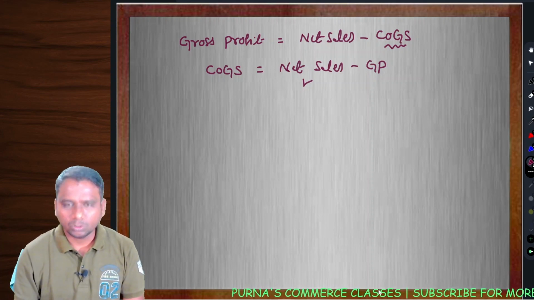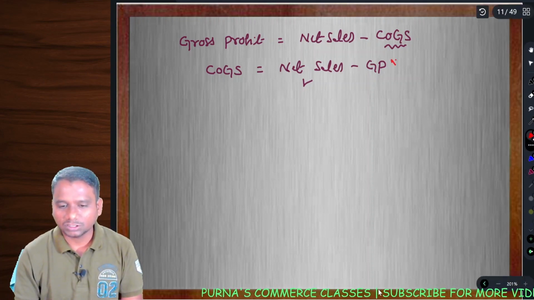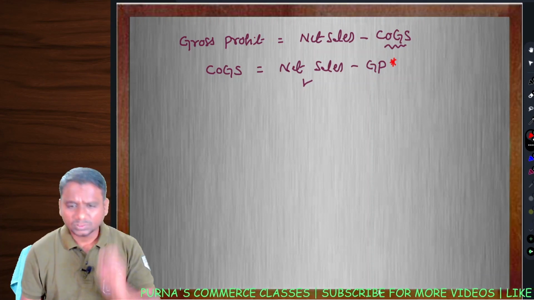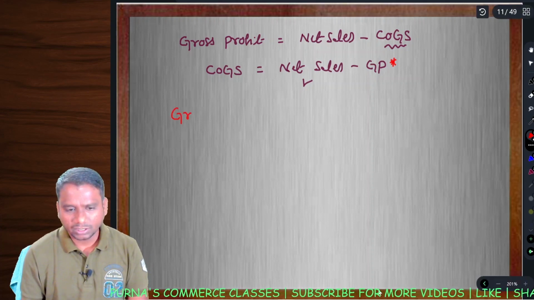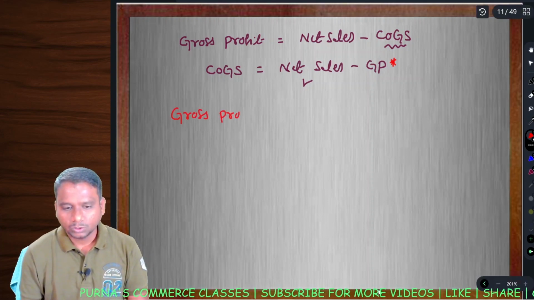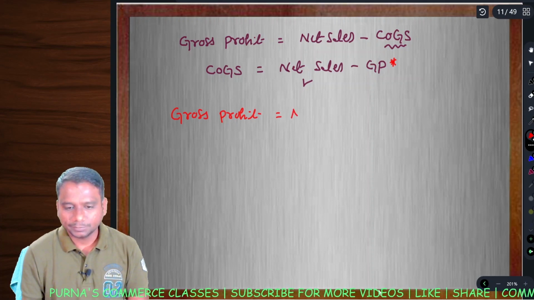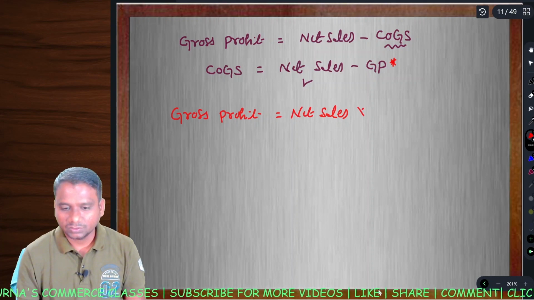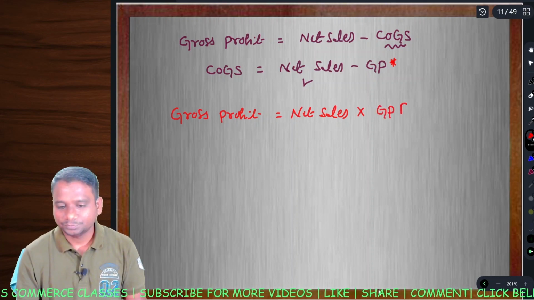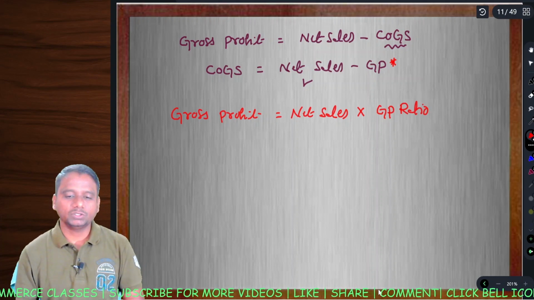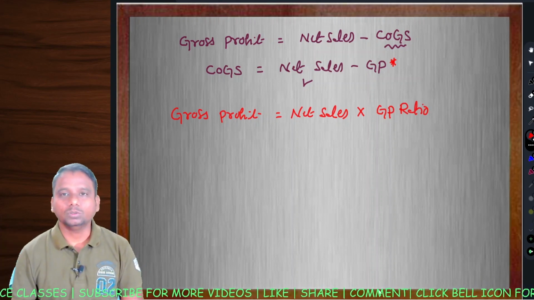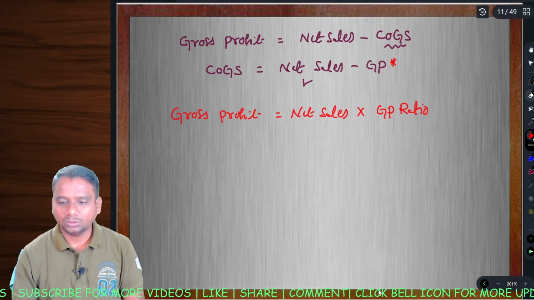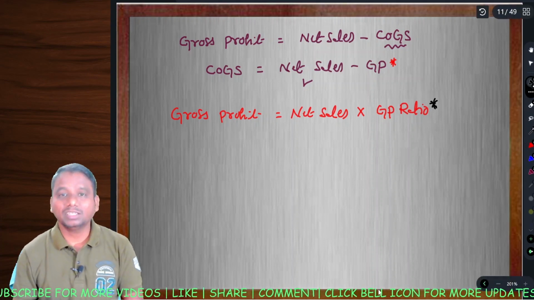Now you tell me, what about the gross profit? Again the problem comes here, gross profit. Okay, fine. Observe here. How can we calculate gross profit? So gross profit can be calculated from net sales. What is the formula for gross profit? Net sales into GP ratio. We have this formula, GP ratio. Gross profit is equal to net sales into GP ratio. Okay, net sales we know anyway. What about GP ratio? Again the problem comes.